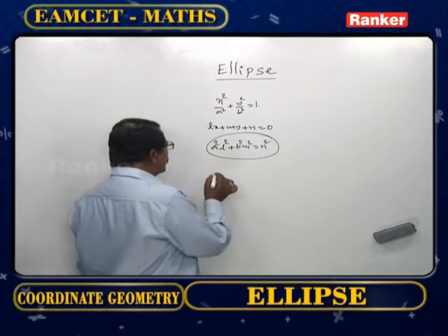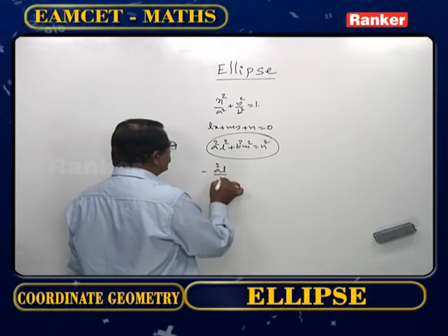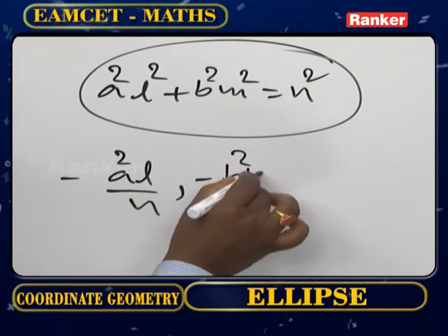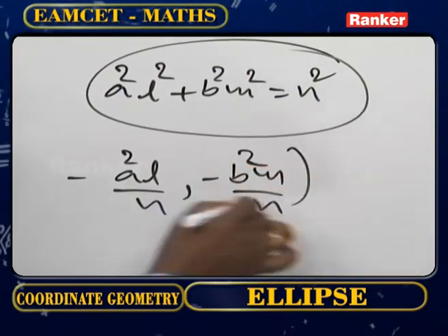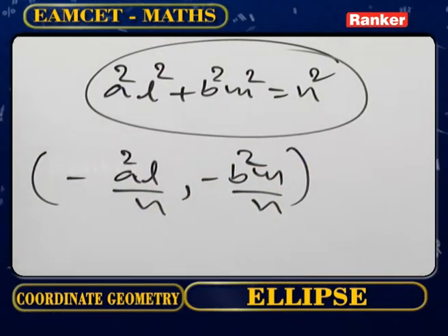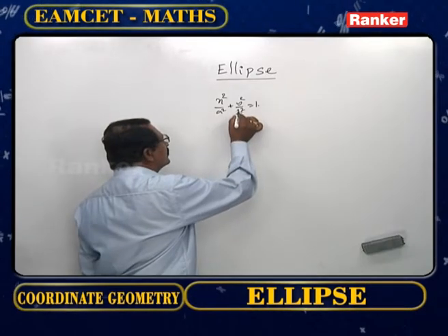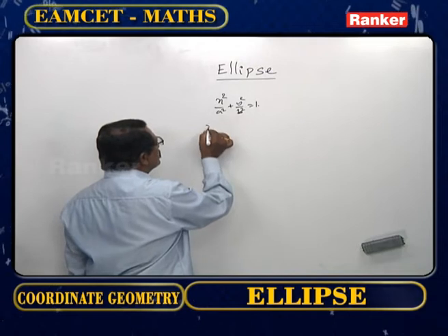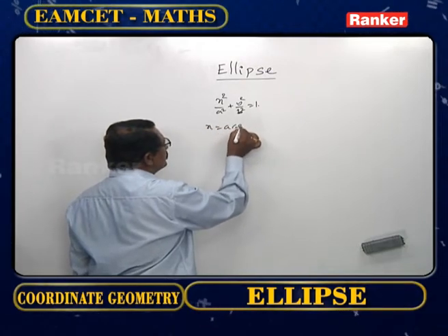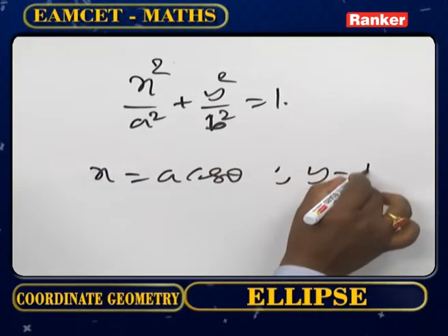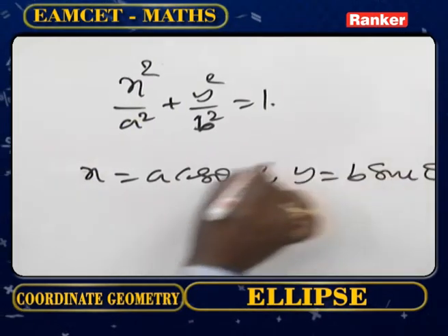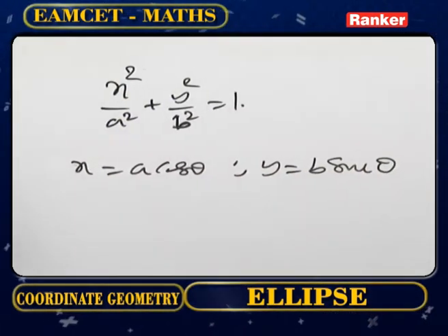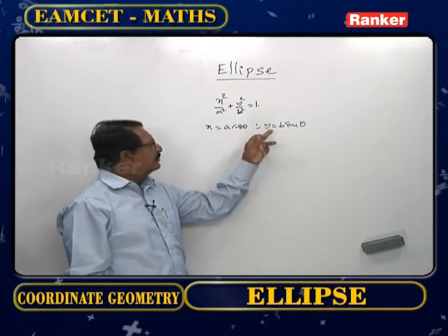And the point of contact is minus a square l by n, comma minus b square m by n. Next, the parametric equations of the ellipse are x equals a cos theta, y equals b sin theta. At the point theta, the point is a cos theta, comma b sin theta.